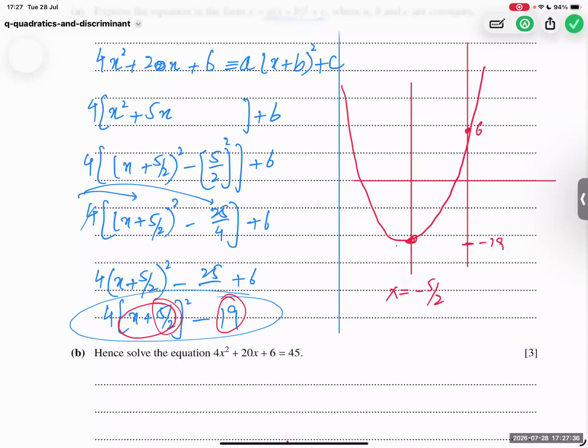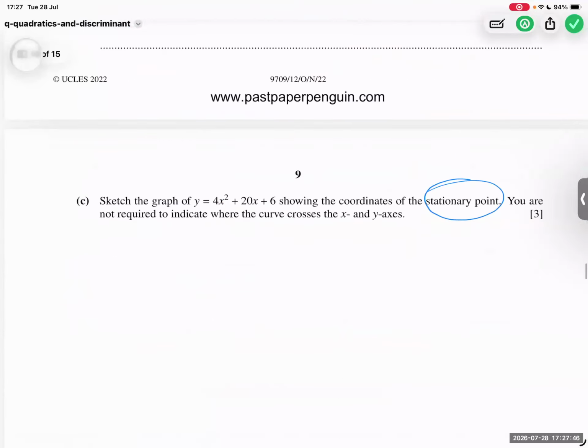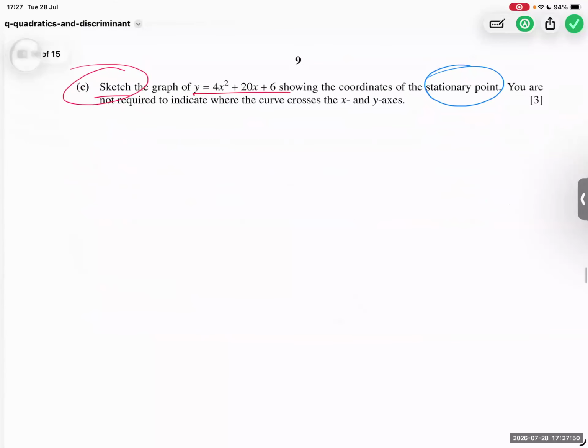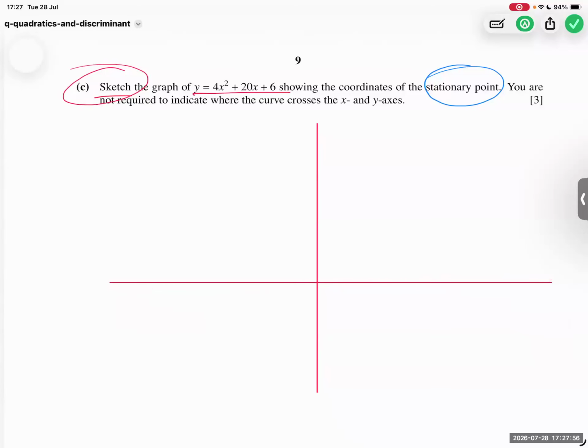Okay. So the vertex is minus 5 by 2 and minus 19, right? And this is how we have to sketch it. So at the end, when it says sketch the graph showing the coordinates of the stationary point, you are not required to indicate where the curve crosses the x-axis and y-axis. So they are least bothered about the intercept.